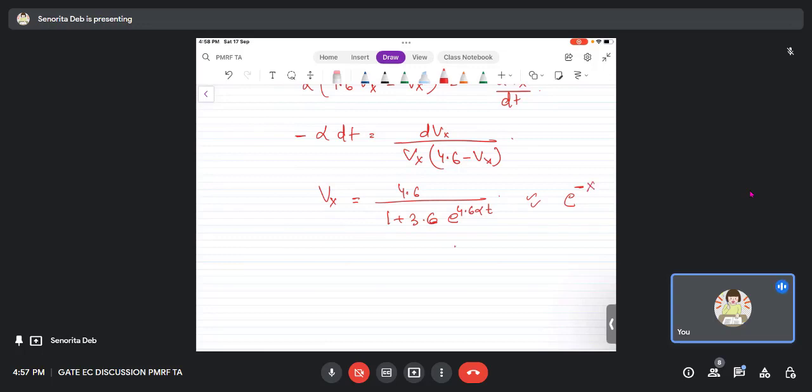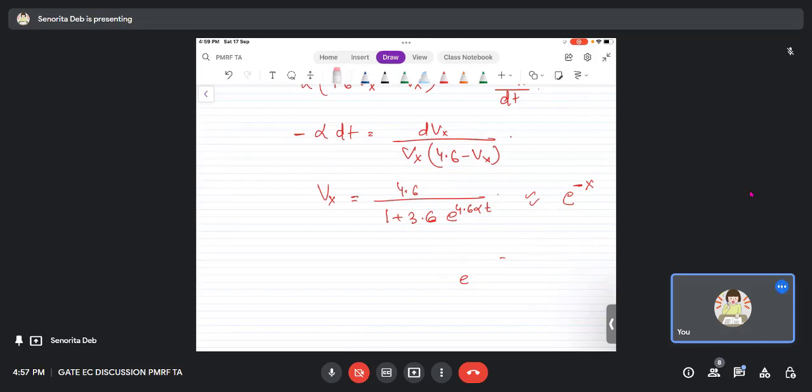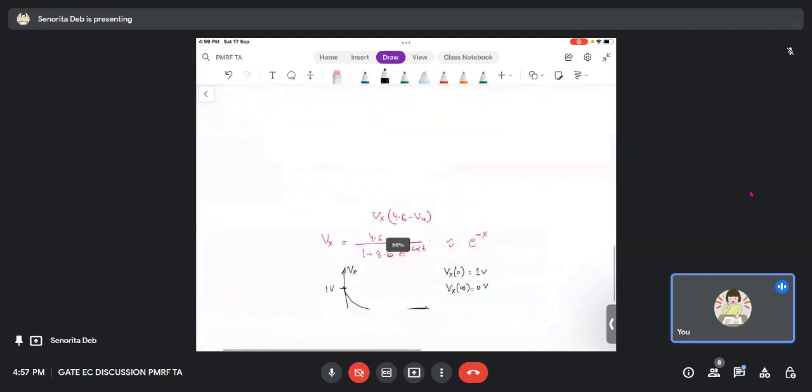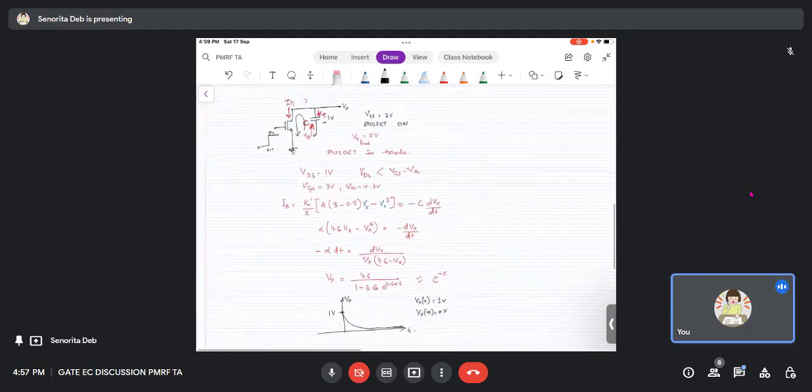Because it is something like 1 by 1 plus e to the power x, suppose. I'm just writing it. So this is basically in the form of like this, right? Inverse, so negative form. So what will happen if you put 0 in place of t? You get 1 volt, you see. So Vx at 0 is 1 volt and Vx at infinity is 0 volts. Somewhere at infinity it will reach 0. This is Vx with respect to t. Is this clear? You can note it down.